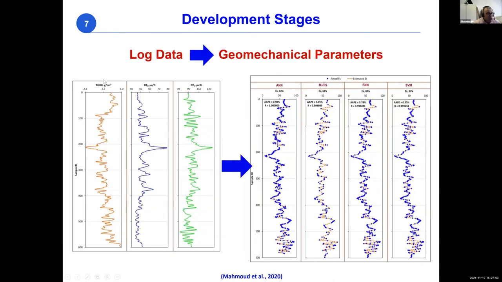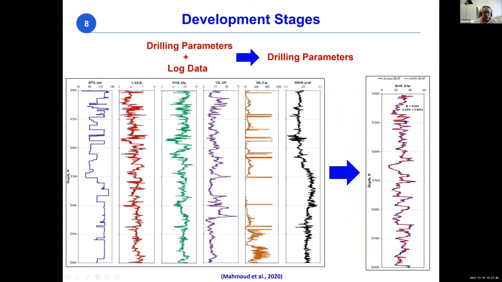So I have the bulk density, delta TC, and delta TS, which is the sonic time. I used this data to predict the static Young's modulus based on the data I have, using different machine learning methods like support vector machine and artificial neural network. For sure, all of this work is published and online in high quality journals. After predicting the logs from other logs to have a complete log profile, we applied artificial intelligence to predict the geomechanical parameters.